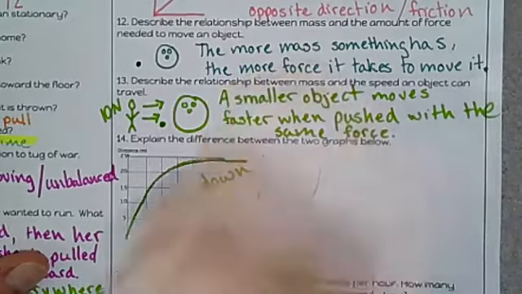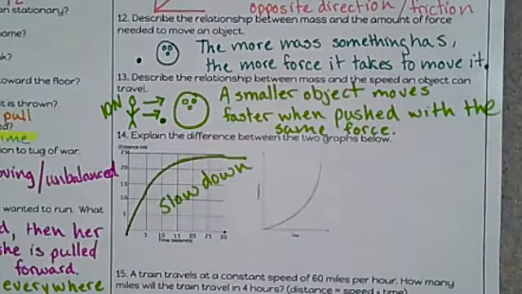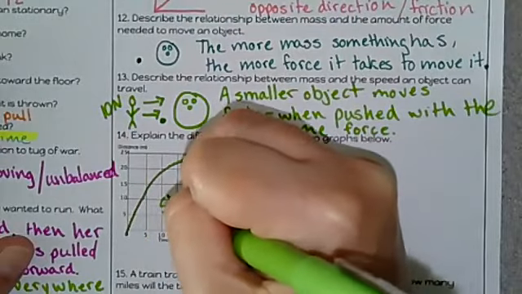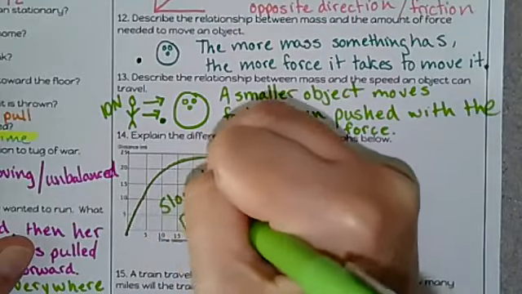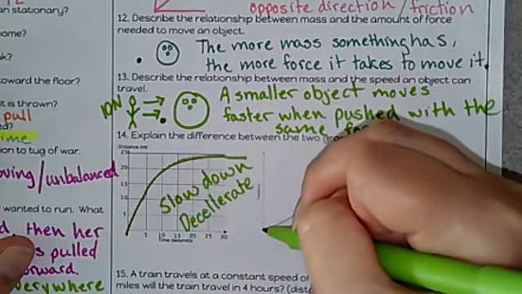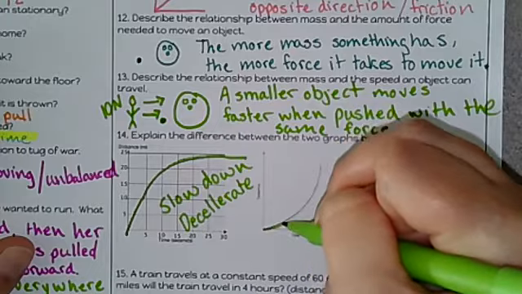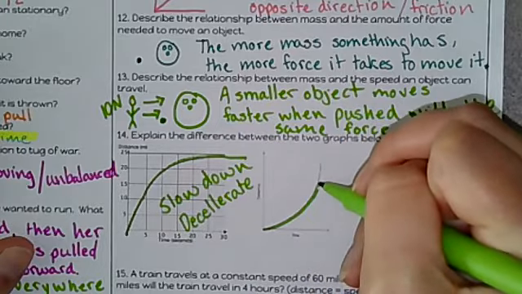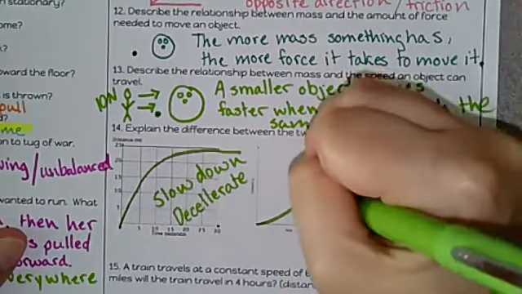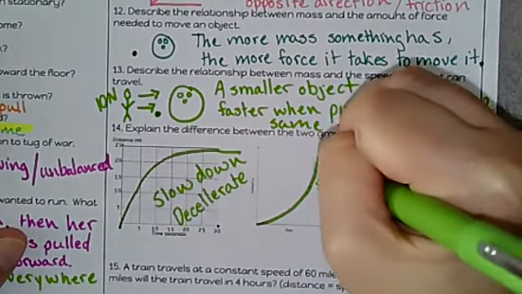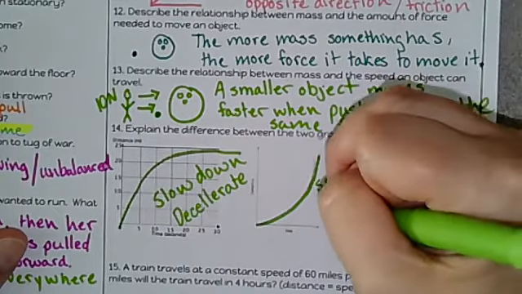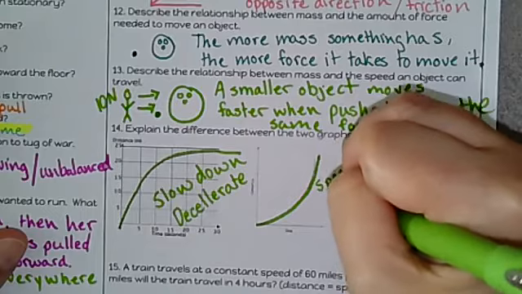Raise your hand if you know the fancy word for slow down. Evan. Decelerate. Decelerate. This one, it was at a stop, and now it is going faster and faster and faster. This is speed up. Also known as, Layla, accelerate.